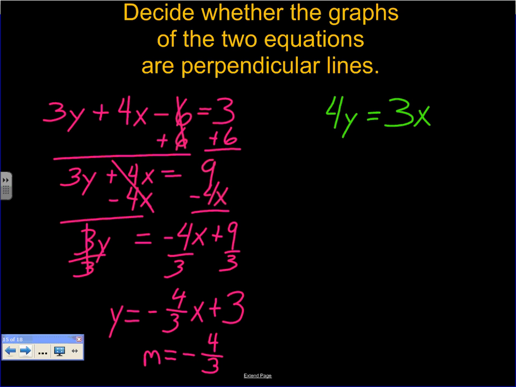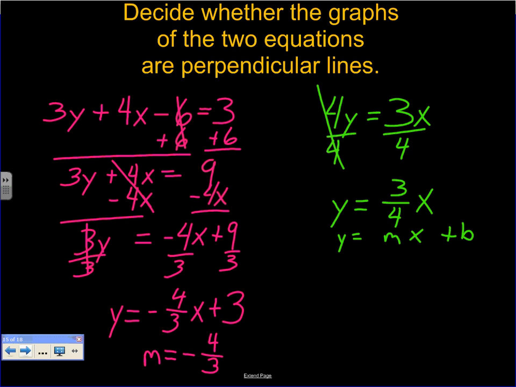So look at the right side. Not as many steps to getting y by itself here. Divide each side by 4. So y is equal to 3/4x. And this is in slope-intercept form because this is y is equal to mx plus b. In this case, the y-intercept b is going to be 0. That's why it's not written there. So the slope is 3/4.